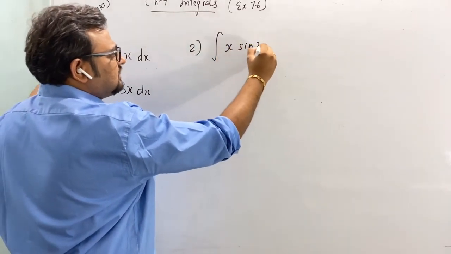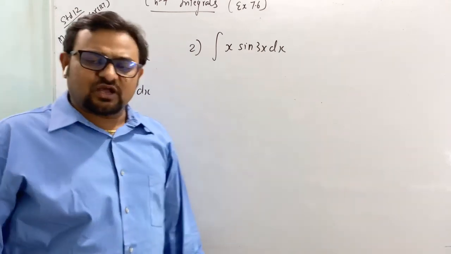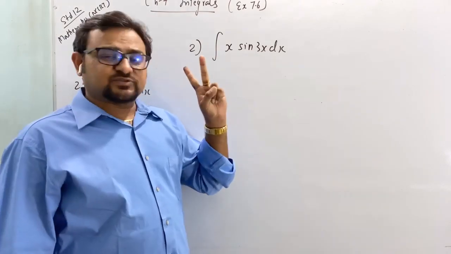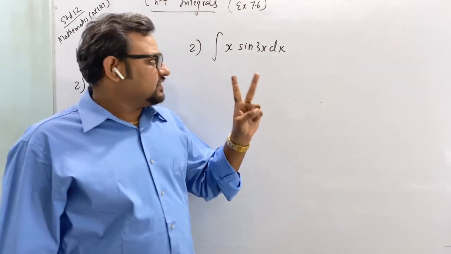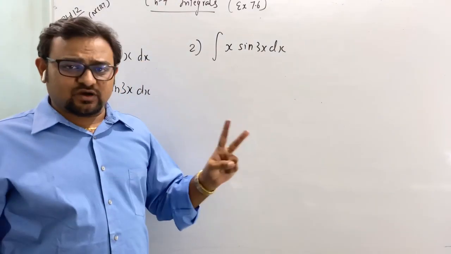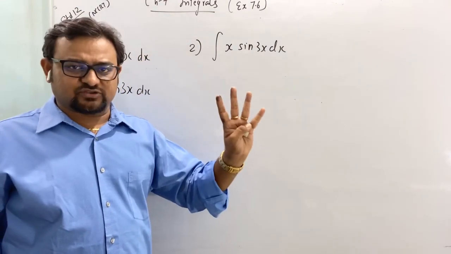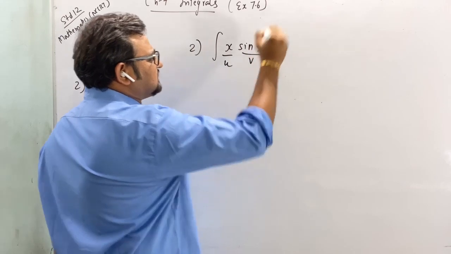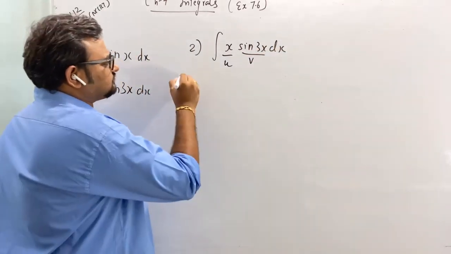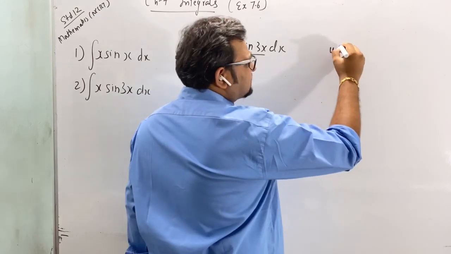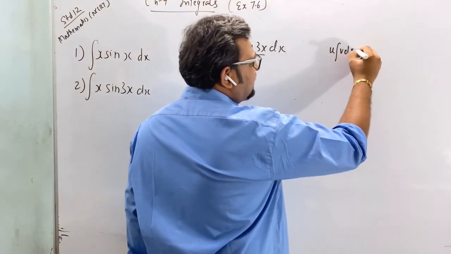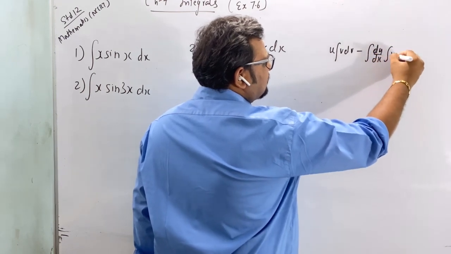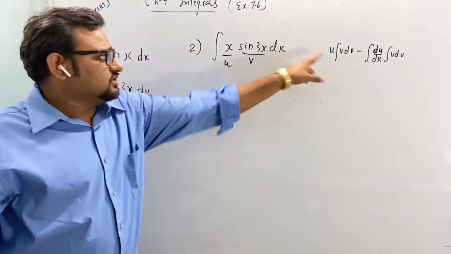Integral of x sin 3x dx. Now which will you take as u? Logarithmic, inverse, where inverse means sine inverse, cos inverse, tan inverse, then algebraic, trigonometric. So trigonometric was fourth, algebraic was third. So I will take this as u and this as v. What was our formula? u as it is, integration of v, minus du by dx, integration of v. So this is u and this is v.